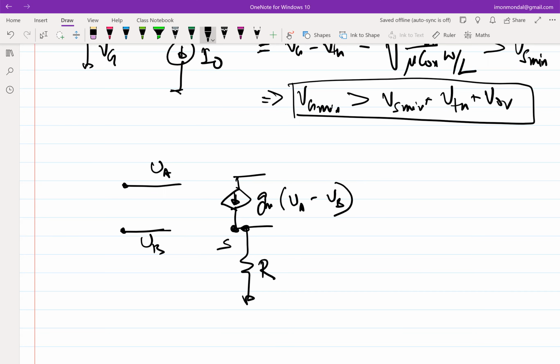Now let's assume this is what you are playing with. You don't have the transistor. What will you need to do to establish negative feedback? If this current is higher than the current that you are pulling out, then you have to increase VB, because you want to decrease the current from the top, which means you have to increase VB. Does that make sense? Let me explain it another way.